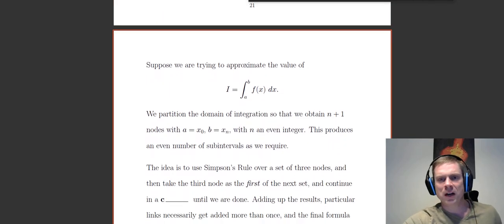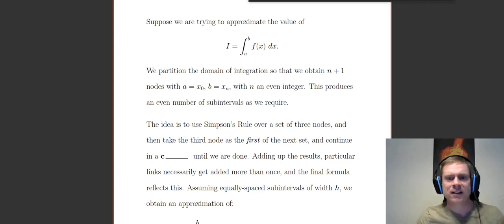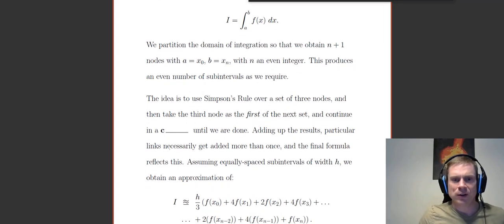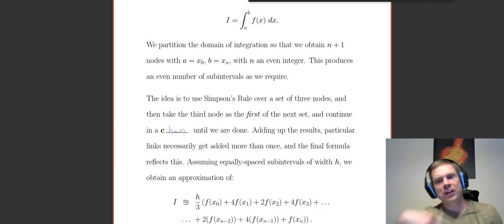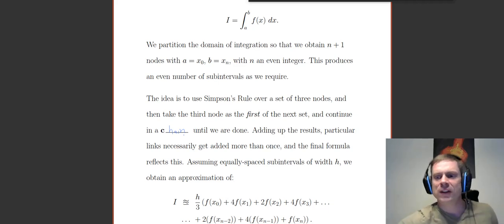There's our integral, a general definite integral. And I partition this between x0 and xn, stretching from a to b, the domain of integration, giving us an even number of subintervals. So we're making sure that we have an odd number of points, even number of subintervals, and as I said, we're going to continue making a chain of different Simpson's rules, so that the last node of each set becomes the first node of the next one, and chaining it together until I get to the end. So this is what we get to.